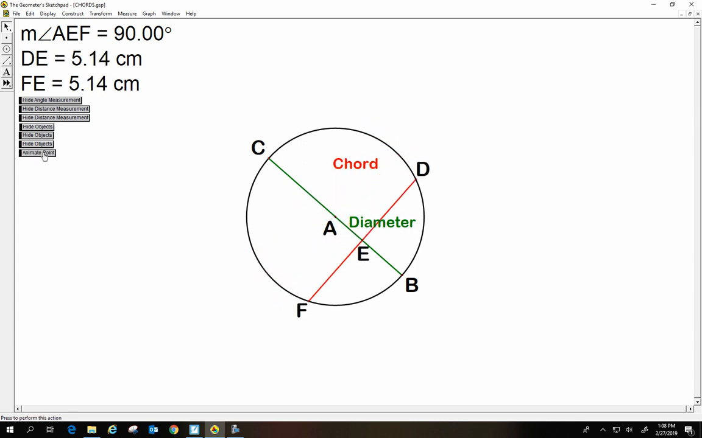I can stop, and they're going to be the same length. I can stop again, even to where it's almost a diameter, and they'll be the same length. It doesn't matter: as long as that chord and that diameter are perpendicular, making a 90-degree angle, the two pieces of that chord, the red one, are going to be equal to each other. Just another special relationship that exists between segments in circles.